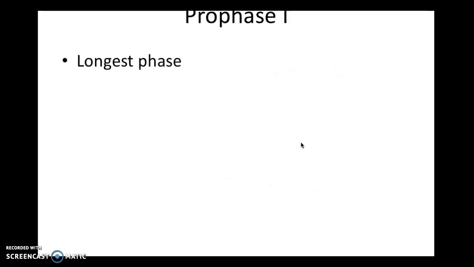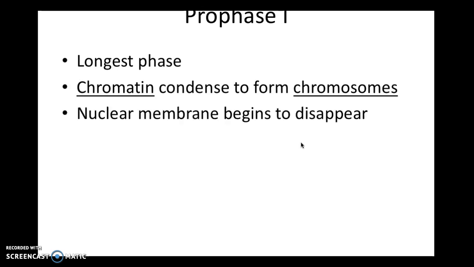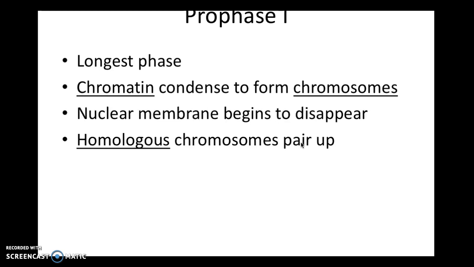So prophase 1, it's the longest phase. The chromatin is going to condense to form chromosomes just like in mitosis, and the nuclear membrane begins to disappear. The homologous chromosomes are going to pair up. So the mommy chromosomes are going to go with the daddy chromosomes. They form something called a tetrad.